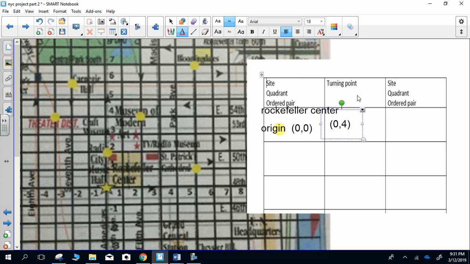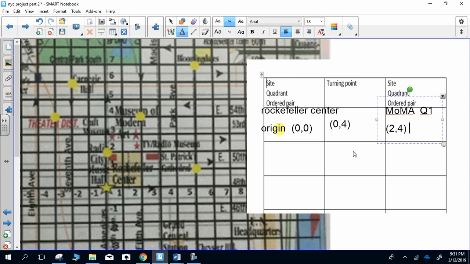Okay. And then I'm headed to here. So that is at 2, 4. So my site is, they call it MoMA, the Museum of Modern Art. It is in quadrant 1. Okay. And it is at 2, 4.